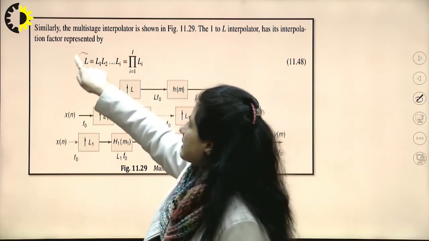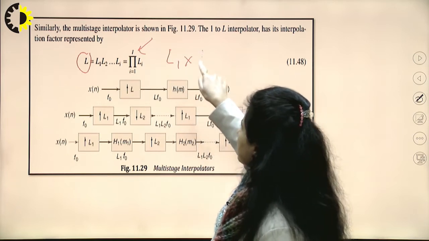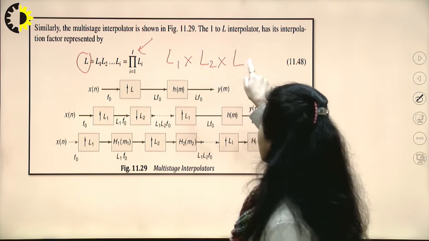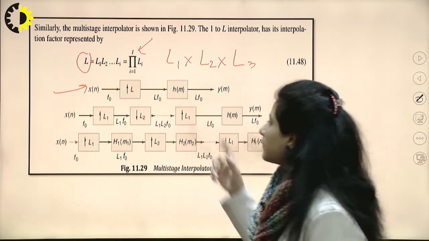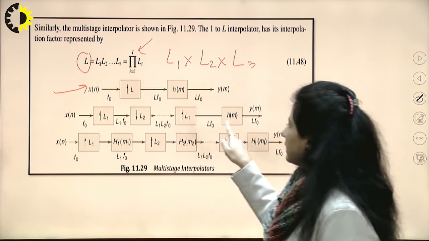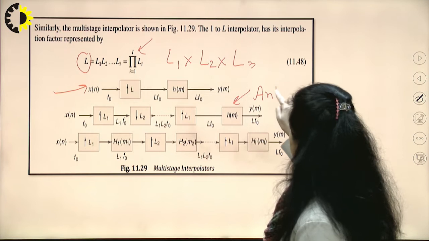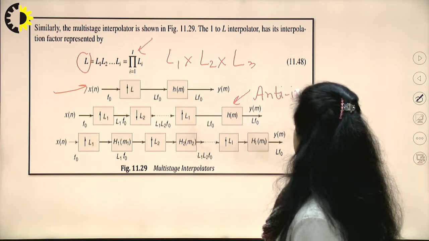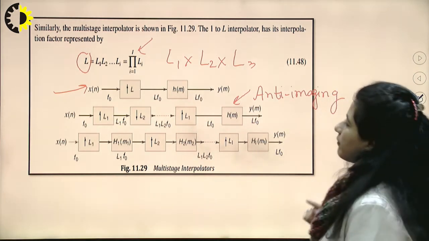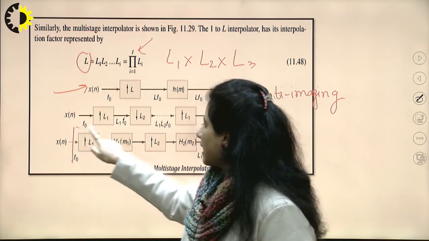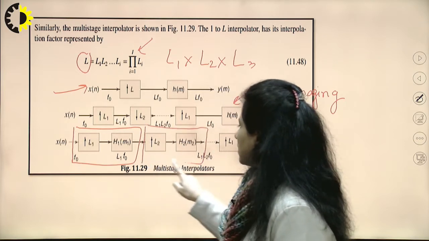I have to factorize this value L, which is the multiplication of different factors of L. This is the single stage interpolator we have discussed so far. Then I have factorized all the L, and this is my anti-imaging filter. This anti-imaging filter should be designed for every factor of L. For L1, I have a separate anti-imaging filter. For L2, I have a different anti-imaging filter.